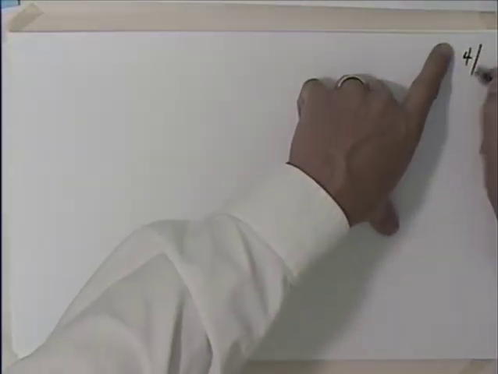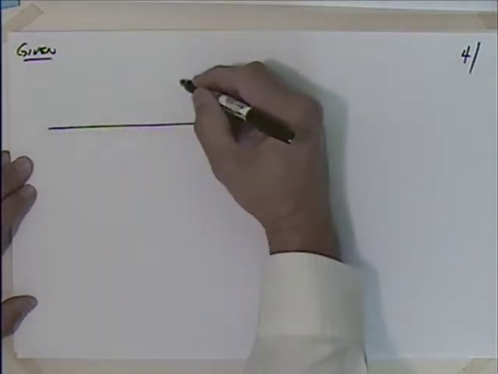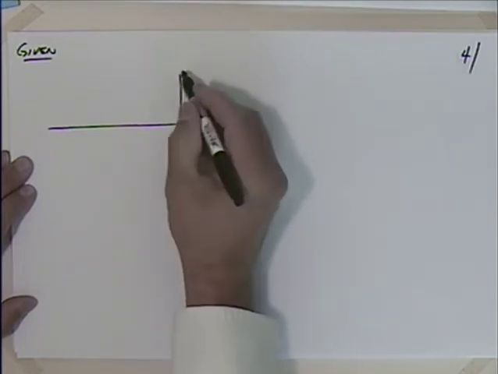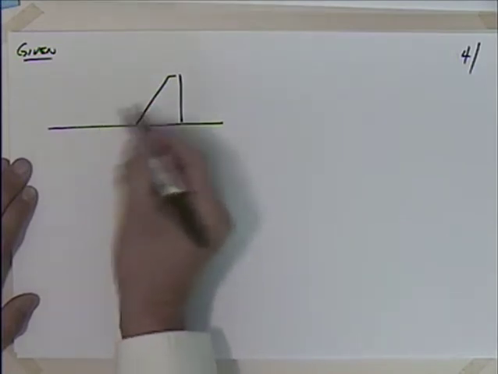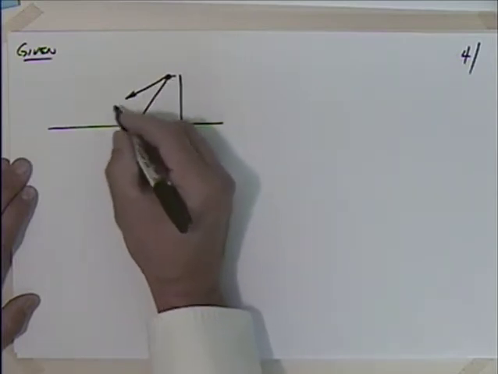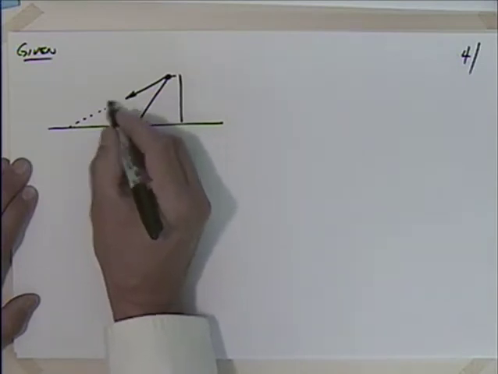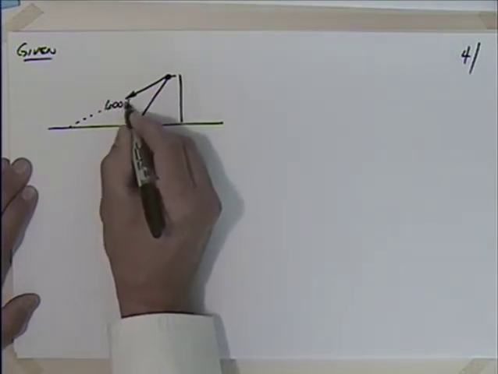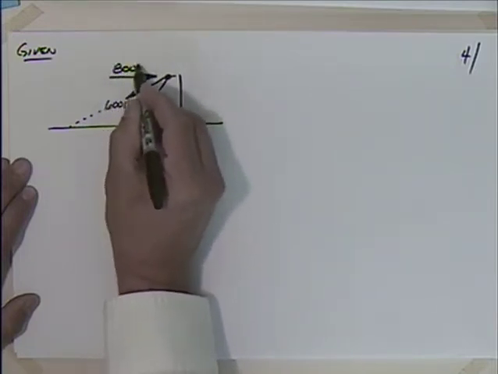So, with the examples here, let's say that I have something like this. And we've got some sort of a bracket here, and we're applying a force to here. We've got this that is 600 pounds, and we've got this one horizontally that is 800 pounds.